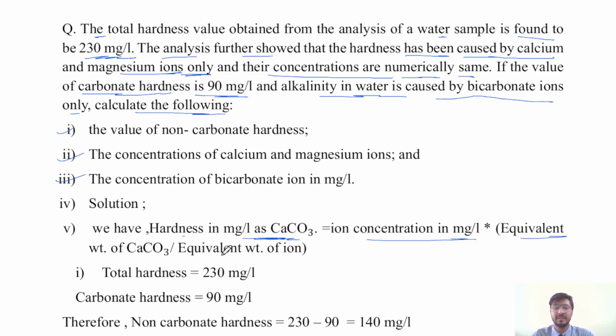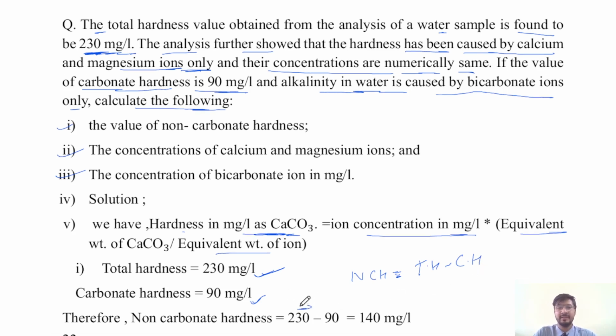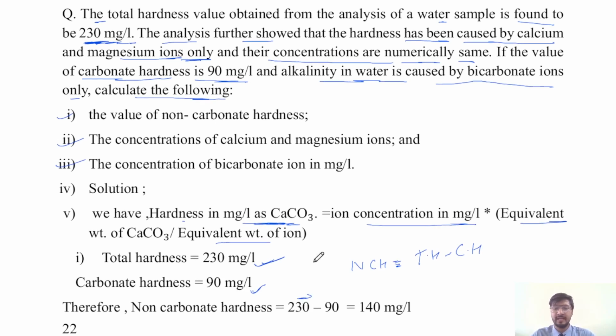The solution: we have the hardness in milligram per liter as CaCO3 is equal to ion concentration times the equivalent weight of CaCO3 divided by the equivalent weight of the ion. The total hardness is given as 230 milligram per liter, and the carbonate hardness is 90 milligram per liter. So the formula of non-carbonate hardness is total hardness minus carbonate hardness. The total hardness is 230 minus carbonate hardness 90, so 140 milligram per liter is the non-carbonate hardness.